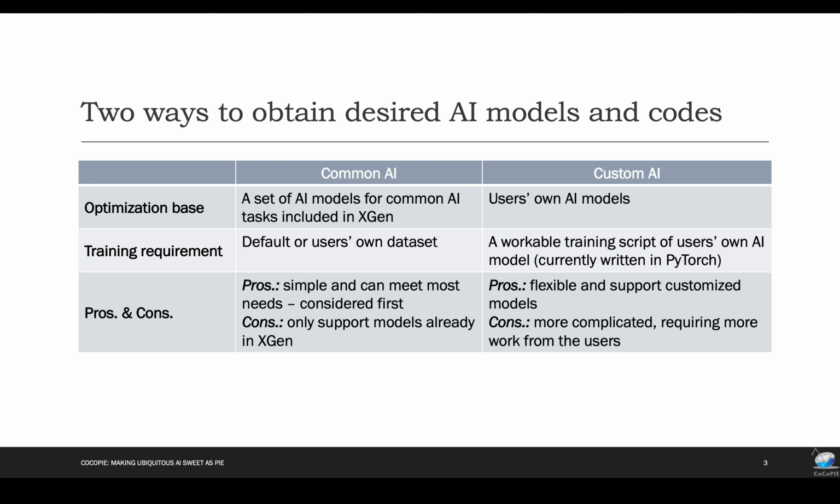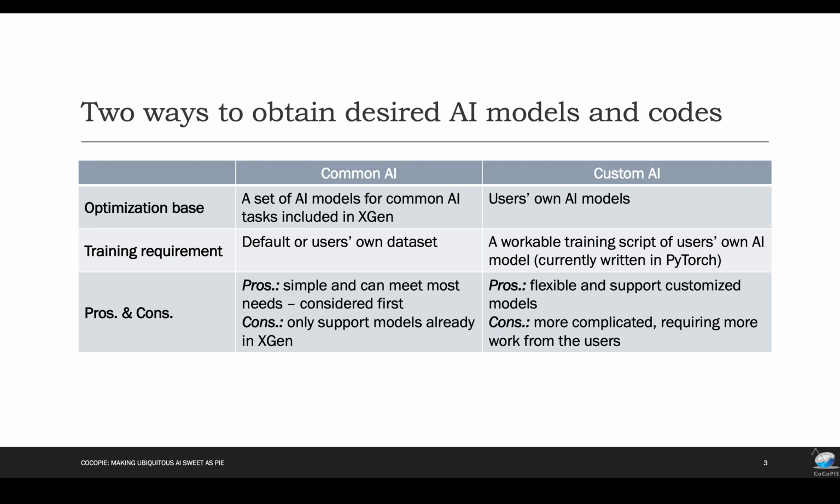Custom AI can optimize users' own AI models. The users need to provide a workable training script, a user's own AI model. This training script needs to be written in PyTorch currently, and XGen will support other types of training scripts later.